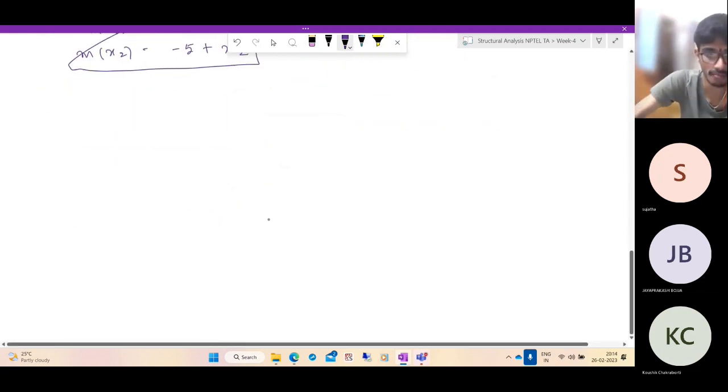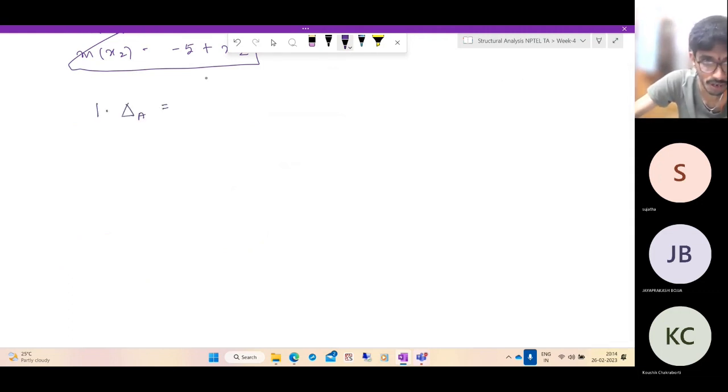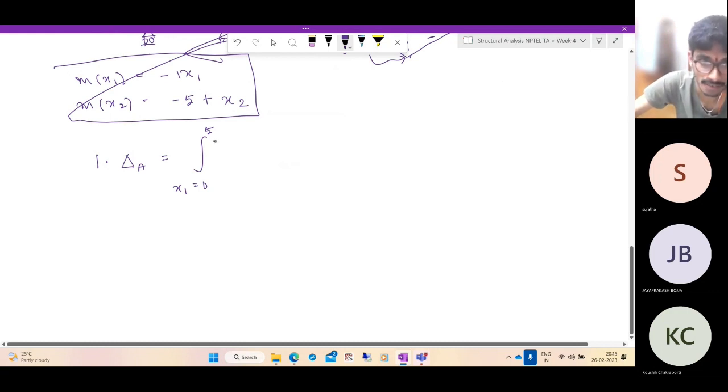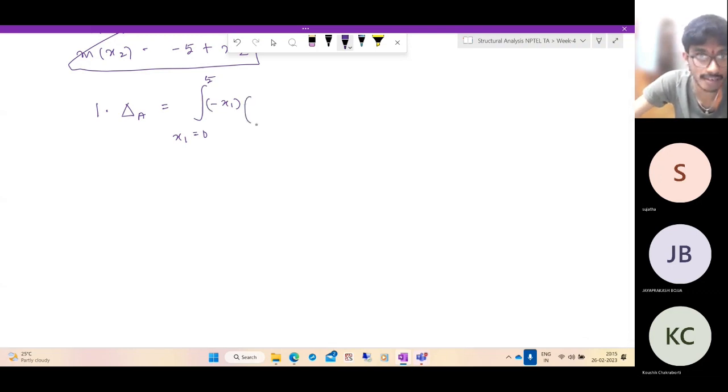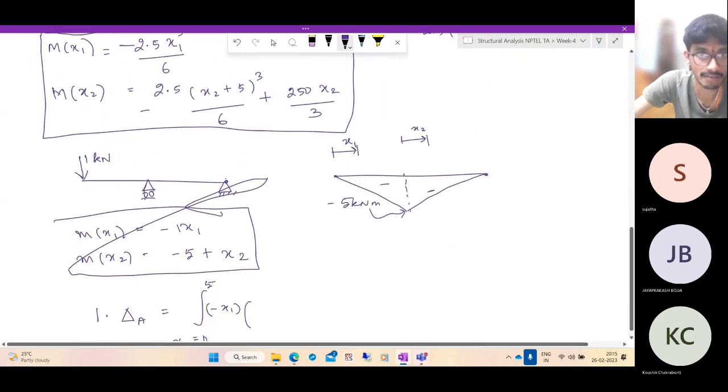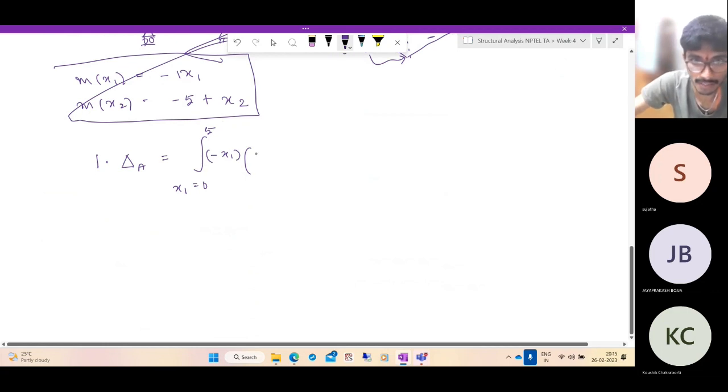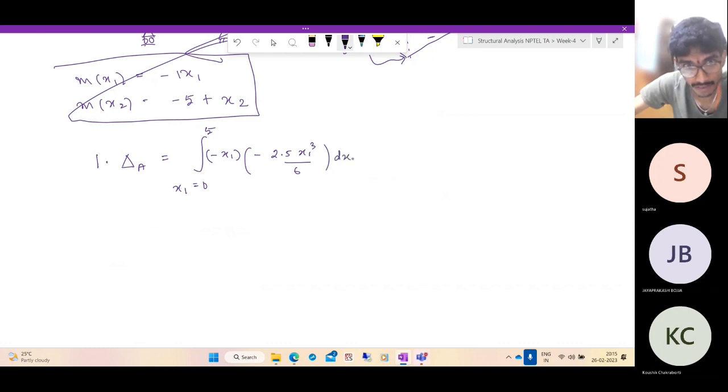Now let us apply the virtual work formula. 1 into delta of point A is equal to the integral, x1 going from 0 to 5. What is the virtual bending moment there? Minus x1. What is the real bending moment there? Real bending moment is minus 2.5 x1 cube by 6 dx, plus the integral x2 going from 0 to 5.